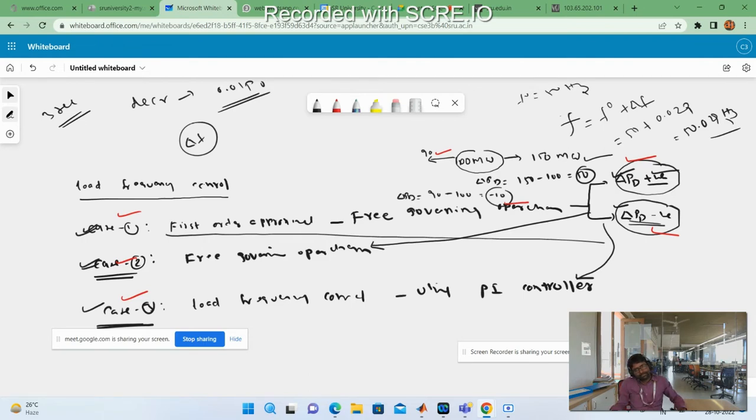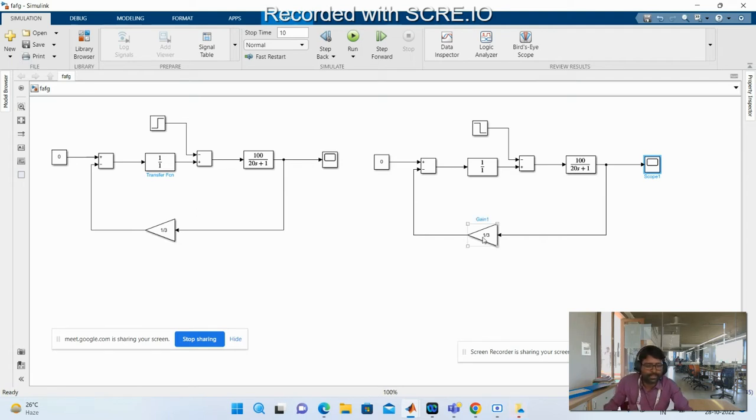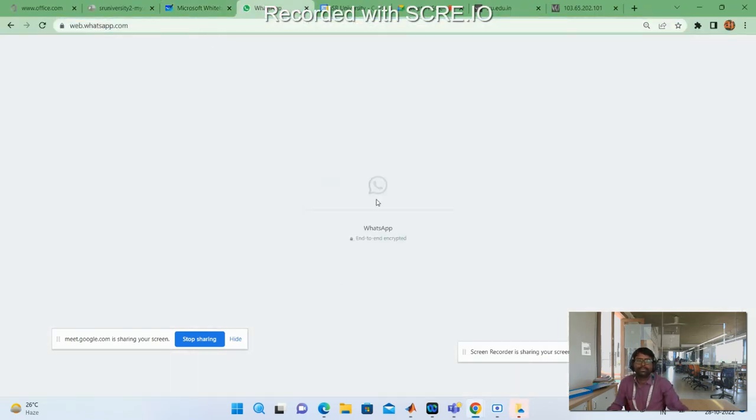Understand? Okay. So now these two models you are going to simulate as part of first order approximation, with free governing operation, and you have to observe how the frequency deviation will be. I will save this one and take the snapshot, print screen, and share it through WhatsApp. You are going to simulate in the lab, and you have to prepare the notes and your observations accordingly.